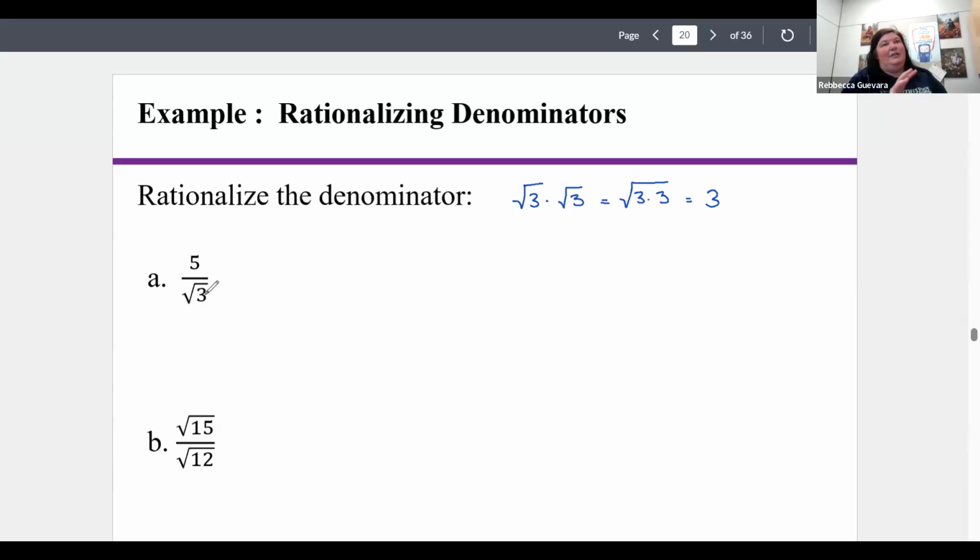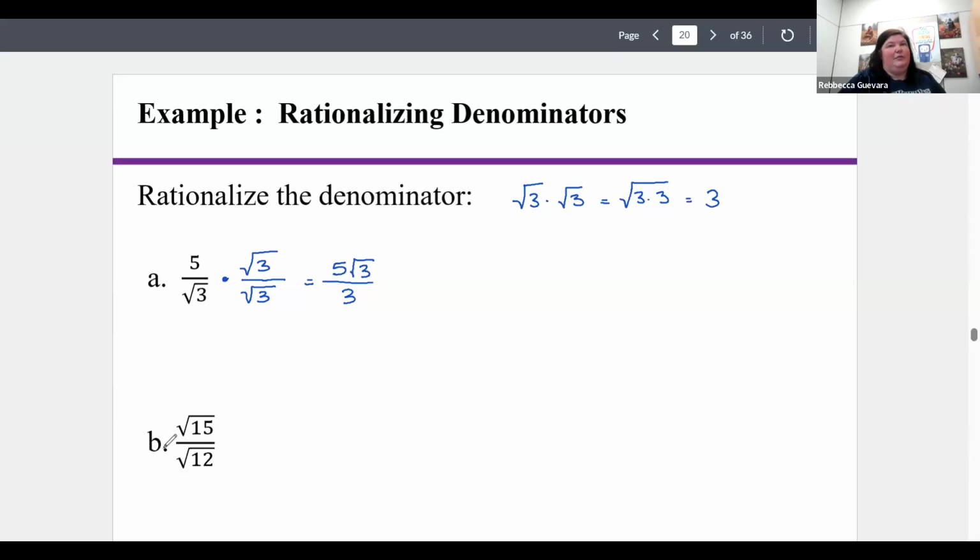So one of the ways that I can rationalize the denominator is to multiply the top and the bottom by the square root of 3, because this is basically multiplying by 1. So we're going to get an equivalent fraction. We end up with 5 times the square root of 3 on top. And we already saw the square root of 3 times the square root of 3 will just give us 3. That's rationalizing the denominator.